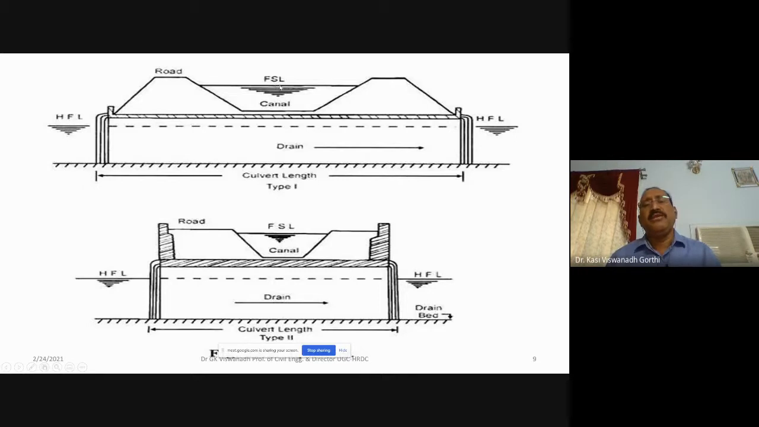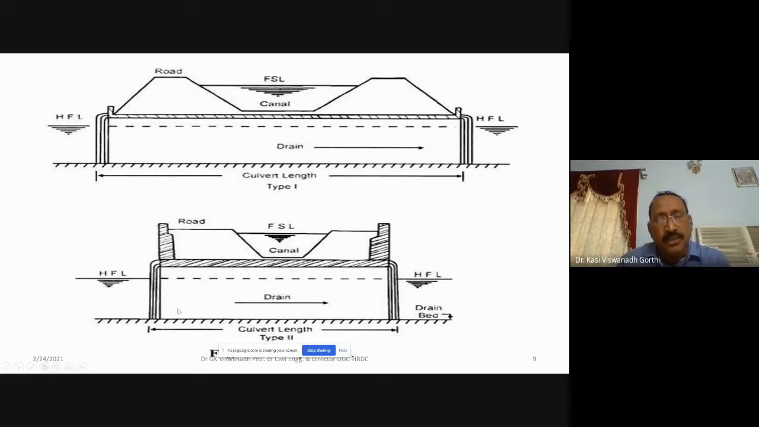So this is the full supply level of the canal. So there is no intermingling, there is no movement of water under pressure in the drain, and hence there is a free flow in the drain. Similarly, there is a free flow in the canal also, because the canal is laid over and above the high flood level of the drain, and the structure that is provided is called aqueduct.